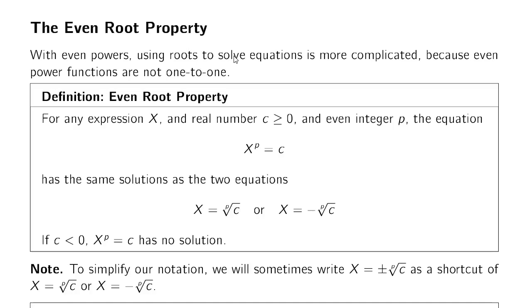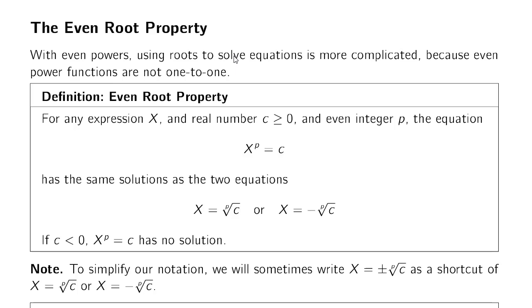With odd powers, everything is totally straightforward because the odd power functions are one-to-one. The even power functions are not one-to-one. And we were able to get an idea of an even root by restricting the domain of our even power functions. But that results in a complication when we try to use even roots to solve equations. There was a possibility of having a positive root, which is the one we took, and also the possibility of having a negative root, which we didn't use.